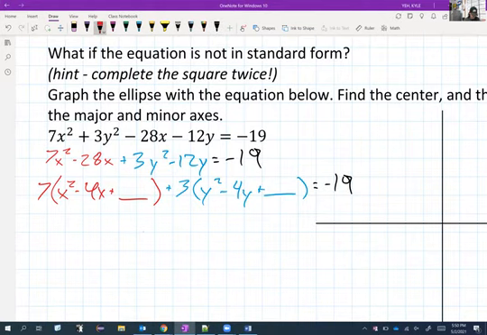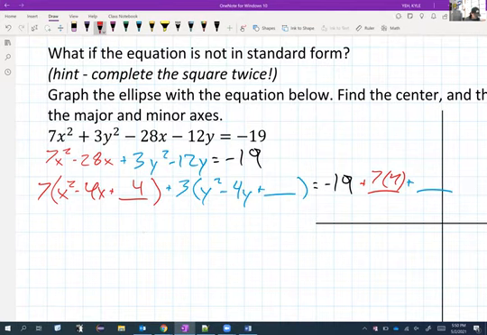Complete the square, and I should put some plus blanks over here as well, so I don't forget. So b over 2 squared for red, b was negative 4 divided by 2 is negative 2 squared is 4. And remember, I'm not going to put plus 4 on the other side. I'm going to put plus 7 times 4.